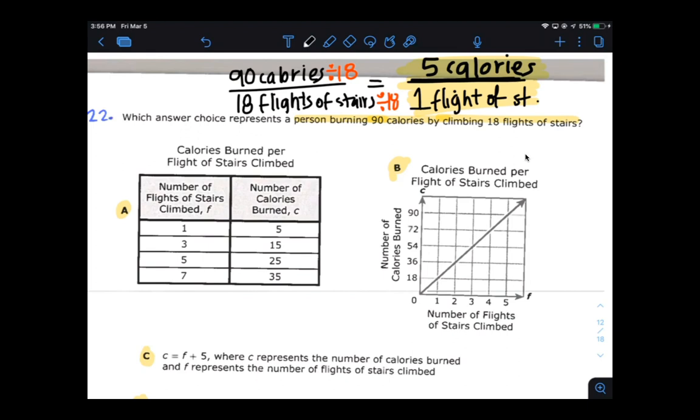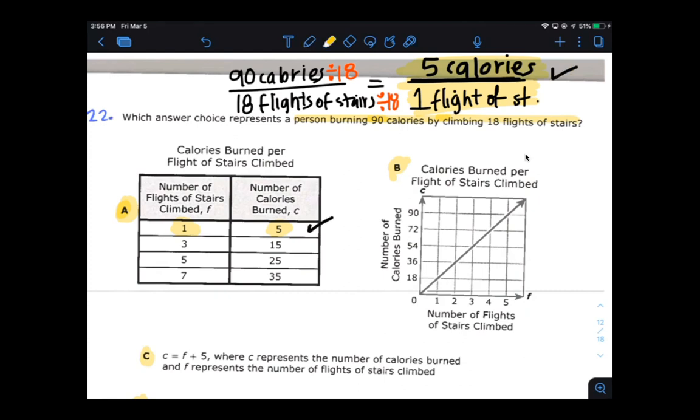So I'm going to see which of these representations match my finding. I go with letter A. I'm going to focus here first. A says calories burned per flight of stairs climbed. It says that if you climb up one, you burn 5 calories. So far, looks good, very promising.